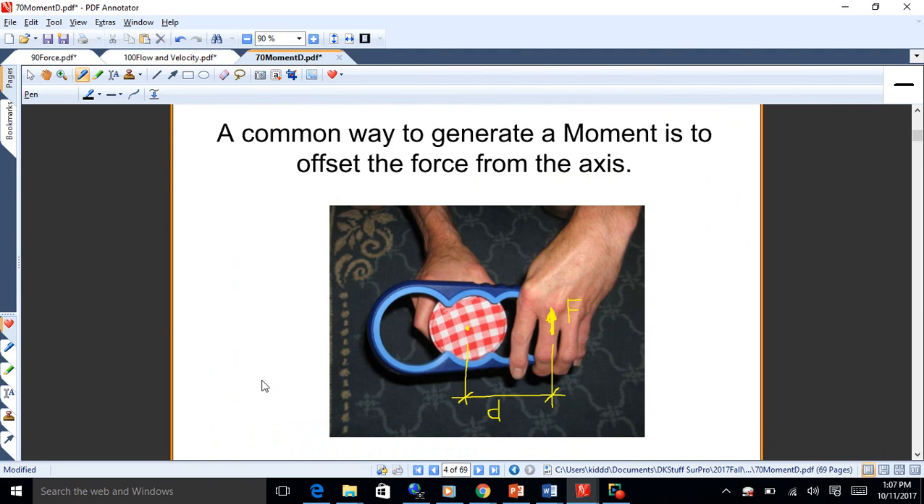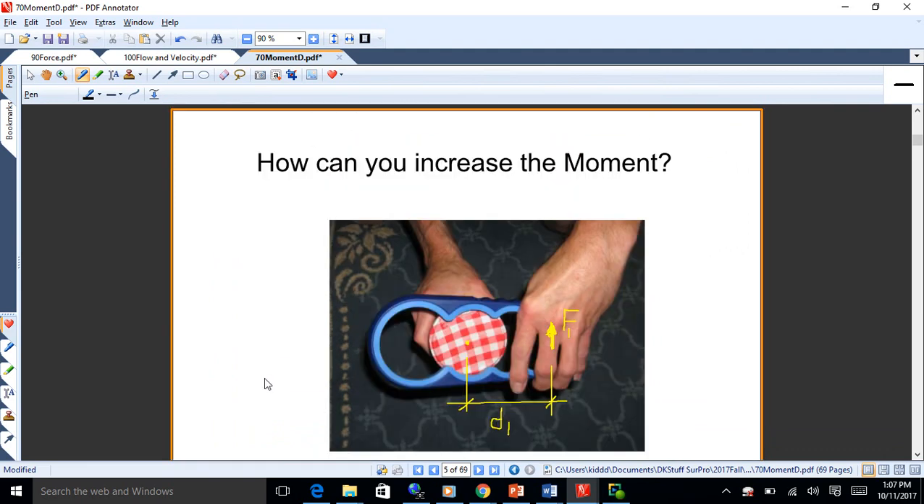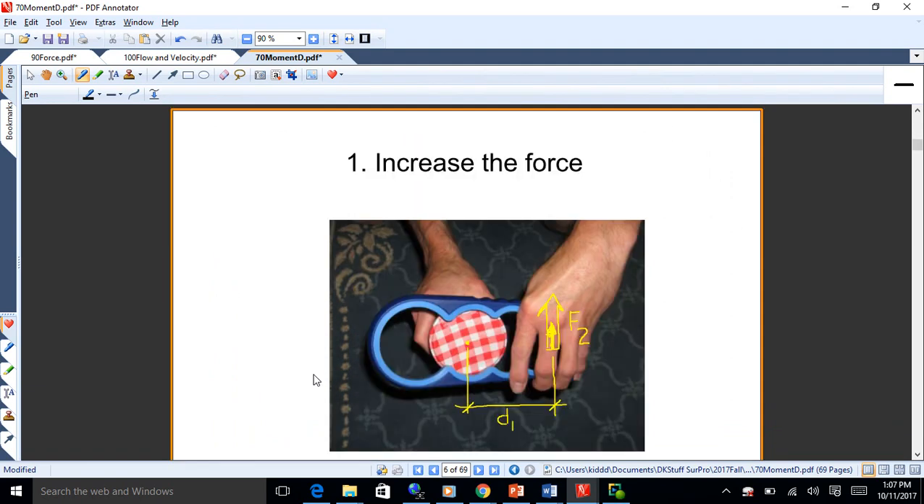All right, so you got a force and a distance. Now, the common ways you can increase the moment, one way is to increase the force, of course, just pull harder. So that's one way to do it.